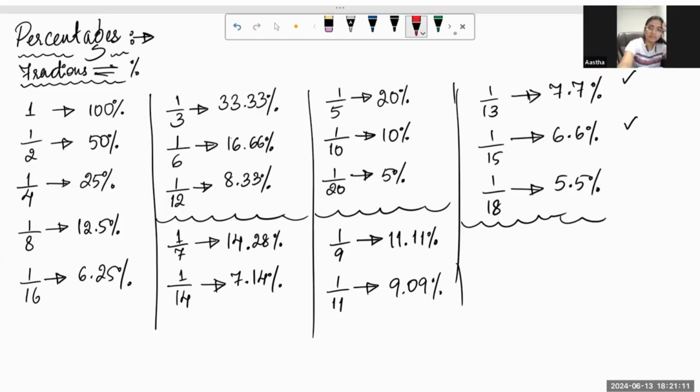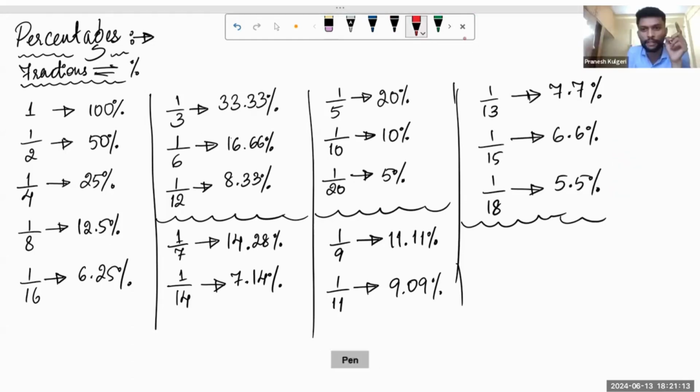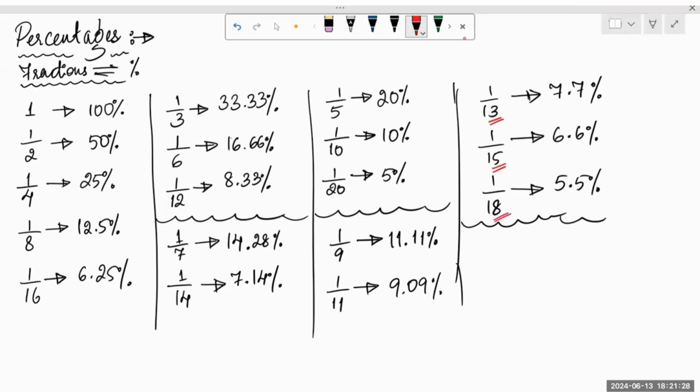You might be feeling, sir, this is easy to remember, but what if I forget these fractional values, 1 by 13, 1 by 15, 1 by 18? There is a chance that I might forget. I got your back for that also. I'll tell you a trick. What is 3 plus 5? 8. You can remember it like this: 1 by 3, 1 by 5, 1 by 8, which gives 13, 15, 18. The percentage values start with 7: 7.7, 6.6, 5.5. Done?